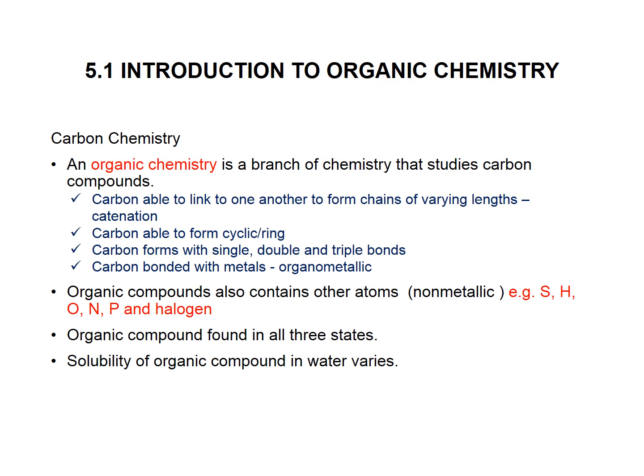Carbon is able to link to another carbon to form chains of varying length, called catenation. Carbon is able to form cyclic or ring structures. It can form single, double or triple bonds, and bond with metals, which is called organometallic. Organic compounds also contain other non-metallic atoms: sulfur, hydrogen, oxygen, nitrogen, phosphorus, and halogen. Organic compounds are found in all 3 states. Solubility of organic compounds in water varies.